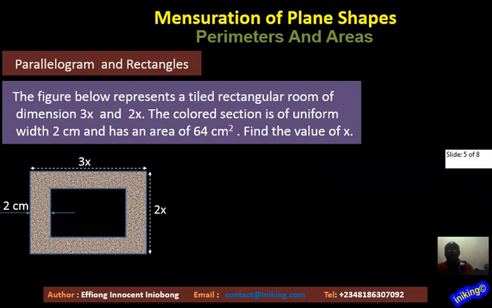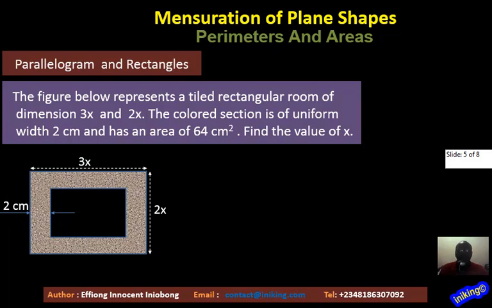Next problem, our focus is on rectangles. The figure below represents a tiled rectangular room of dimension 3x and 2x. That's the exterior dimensions you can see there. The colored section is of uniform width, 2 centimeters, and has an area of 64 centimeter square. We are asked to find the value of x.